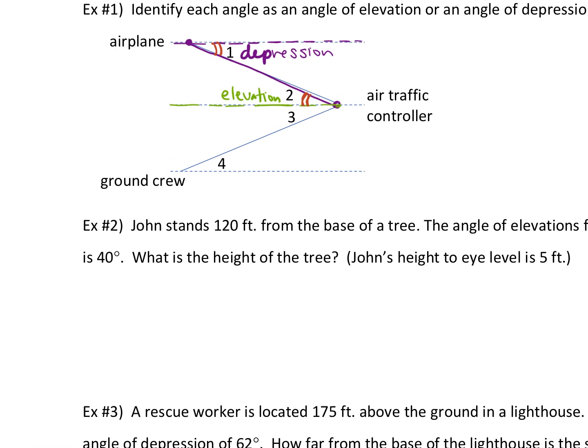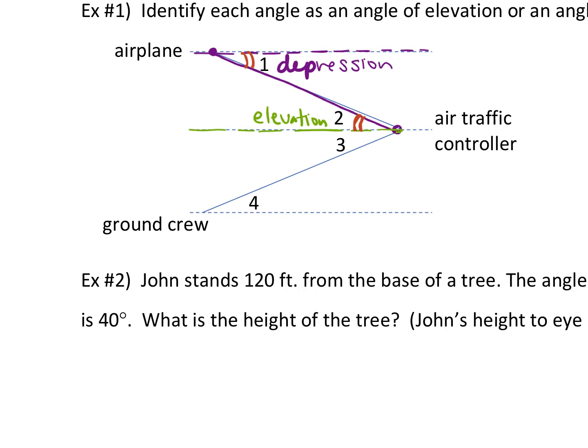Okay, so now look here. You are the air traffic controller and looking at the ground crew. Here's your line of sight as the air traffic controller. You are looking at the ground crew. Is that an angle of elevation or depression? Depression. You have to look down to the ground crew. Okay, so then if you are the ground crew and you look at the air traffic controller, is that elevation or depression? Elevation. You're looking up.